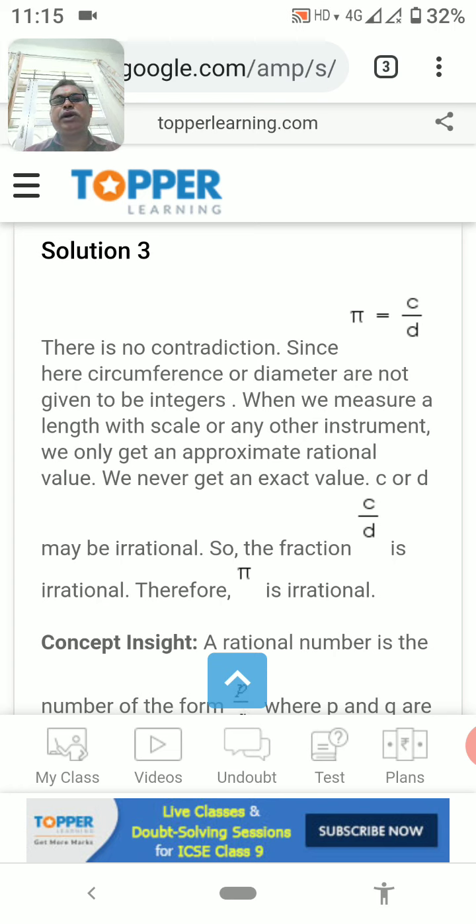One thing you have to understand here is the definition of a rational number. What is the definition of a rational number? A rational number means a number which can be written in the form of p by q, where q should not be equal to 0 and p and q are integers. But here, in this ratio of pi, circumference divided by diameter, the circumference and diameter are not integers, they are fractions. So this is the ratio of fractions. So that's why pi is irrational.